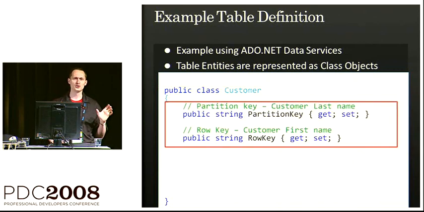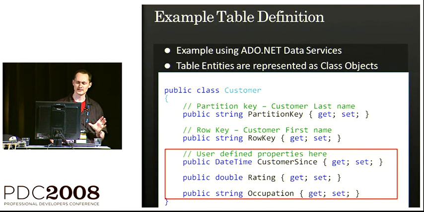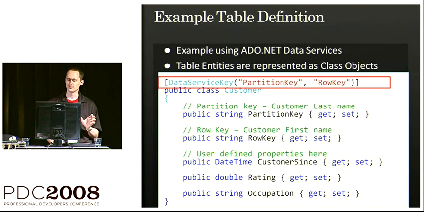As I mentioned, the two mandatory keys that you have to provide are the partition key and the row key. In this example, we're going to use the customer last name to represent the partition key, and we're going to use the row key to represent the customer first name. Then you can specify additional properties that we're going to store in this entity. In this example, we have customer since, which is the datetime, so how long the customer has been a member of our service, the rating of the customer, and the occupation of the customer. Now, to hook this into ADO.NET Data Services, there's one additional thing I need to do, which is specify a data service key. And this is just standard ADO.NET Data Services at work here.